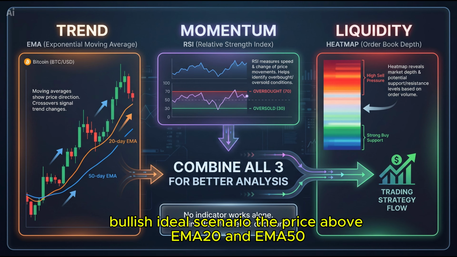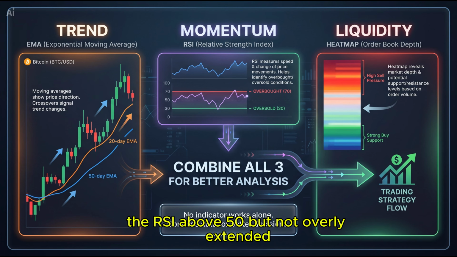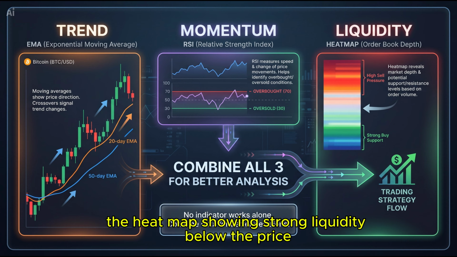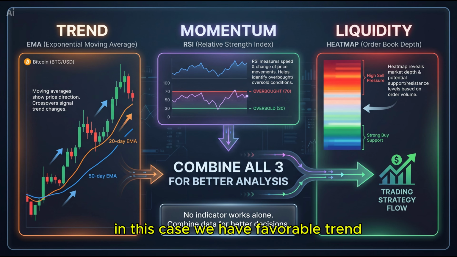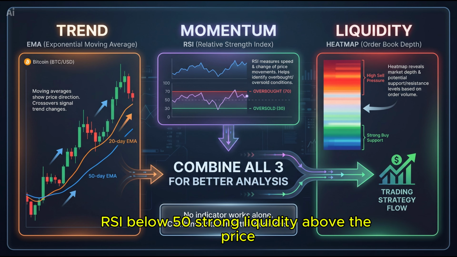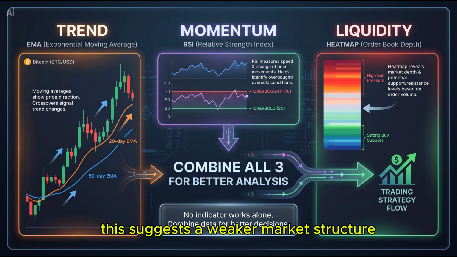Bullish ideal scenario: the price is above EMA 20 and EMA 50, the RSI is above 50 but not overly extended, and the heat map shows strong liquidity below the price. In this case we have a favorable trend, positive momentum, and liquidity support. Bearish scenario: price below the EMAs, RSI below 50, and strong liquidity above the price. This suggests a weaker market structure.